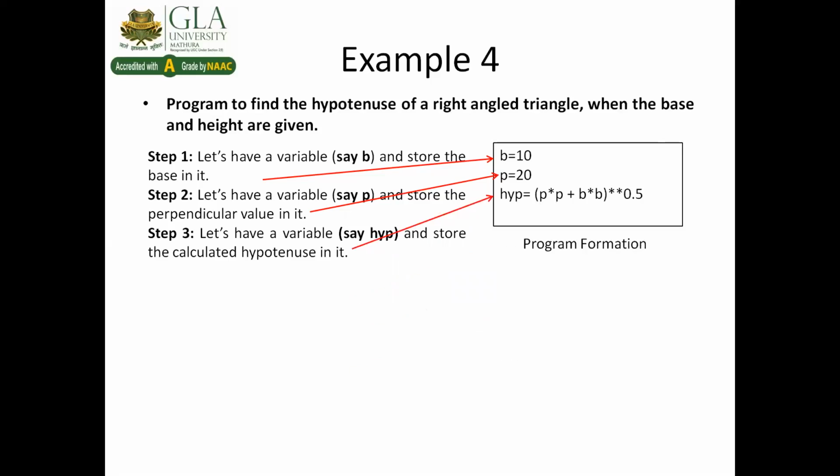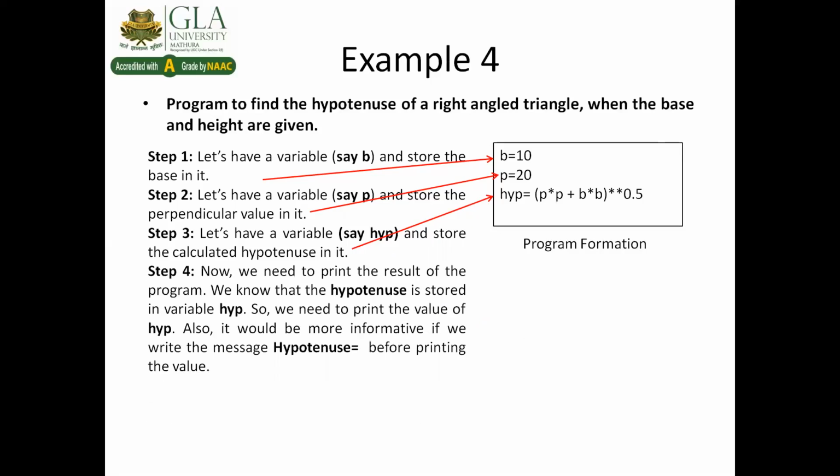We are going to write it like this: p into p plus b into b will be calculated first because it is in the bracket, and double star 0.5 will square root the calculated value, and whatever value we get will be stored in the variable hyp. Now we need to print the value of the result, which is stored in hyp. So we need to print the value of hyp, but hyp alone will not give an informative result.